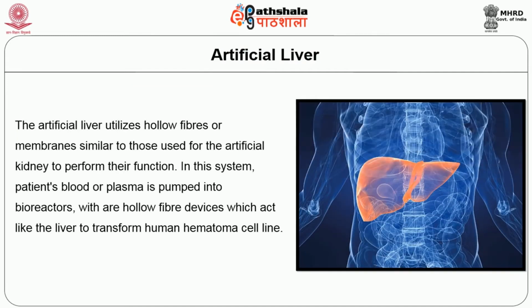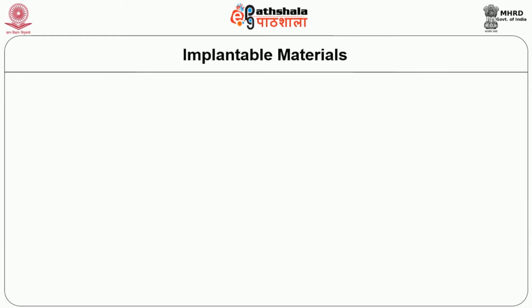Next, we shall be seeing about artificial liver. The artificial liver utilizes hollow fibers or membranes similar to those used for artificial kidney to perform their function. In this system, the patient's blood or plasma is pumped into a bioreactor with a hollow fiber device, which acts like the liver to transform human hepatoma cell line.